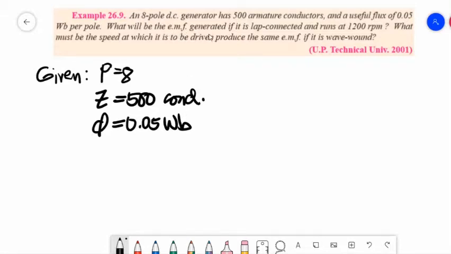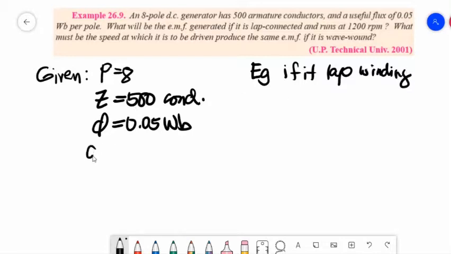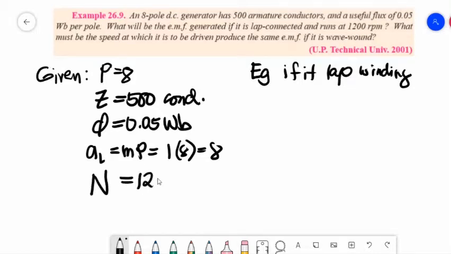Required: what will be the generated EMF if it is lap connected, lap winding. So AL is equal to MP, equal to 1 times 8, so 8 parallel paths. And it runs at 1200 RPM, so N is equal to 1200 RPM.